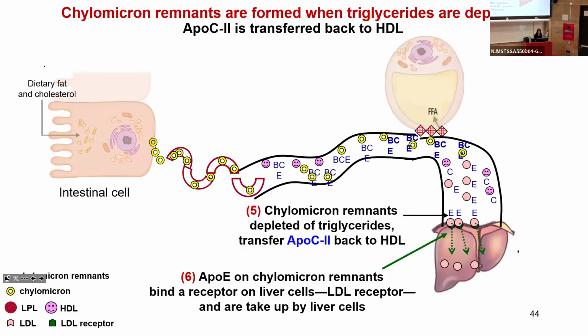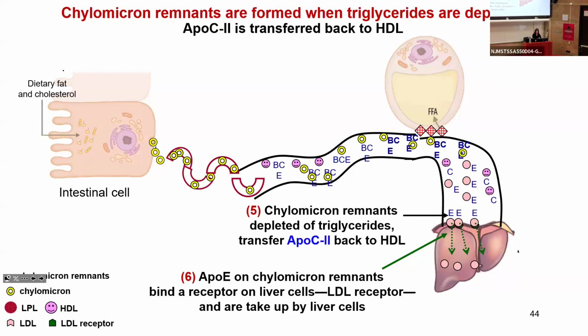And so once the chylomicrons have been chewed up by the lipase with the triglycerides, they form these remnants, and they transfer this protein back to HDL. Okay, you needn't memorize all this, but just know that these chylomicrons get born, they get proteins, they change throughout your circulation, they deliver triglycerides, and then they go to the liver. They start in the intestine and they end up in the liver.